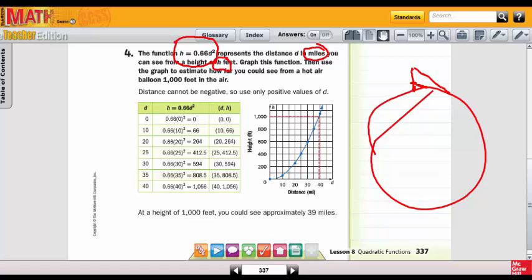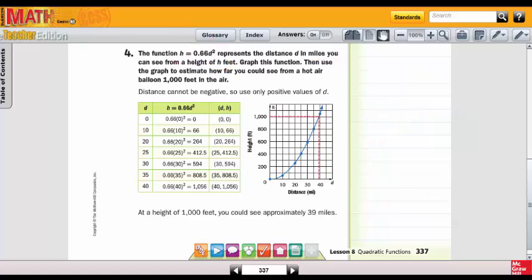of the Earth. Okay, so they ask you to graph this function, and then use the graph to estimate how far you could see from a hot air balloon 1,000 feet in the air. So if you get 1,000 feet up in the air, how far can you see?